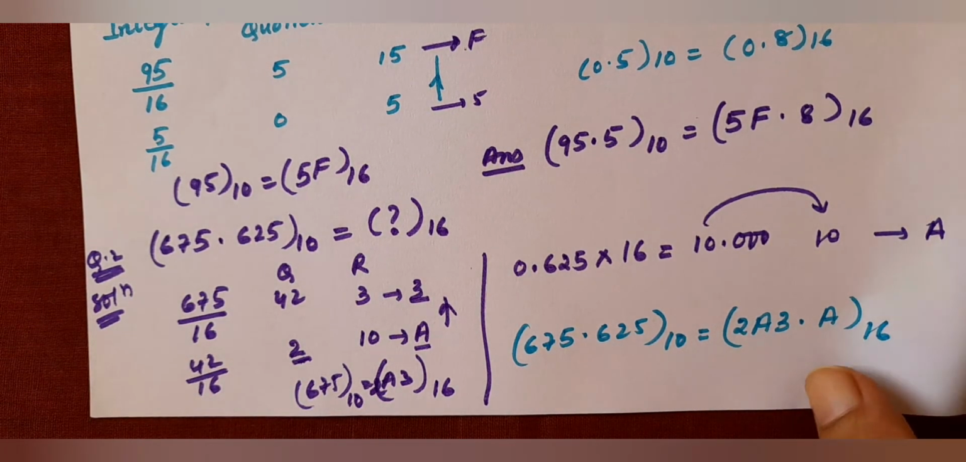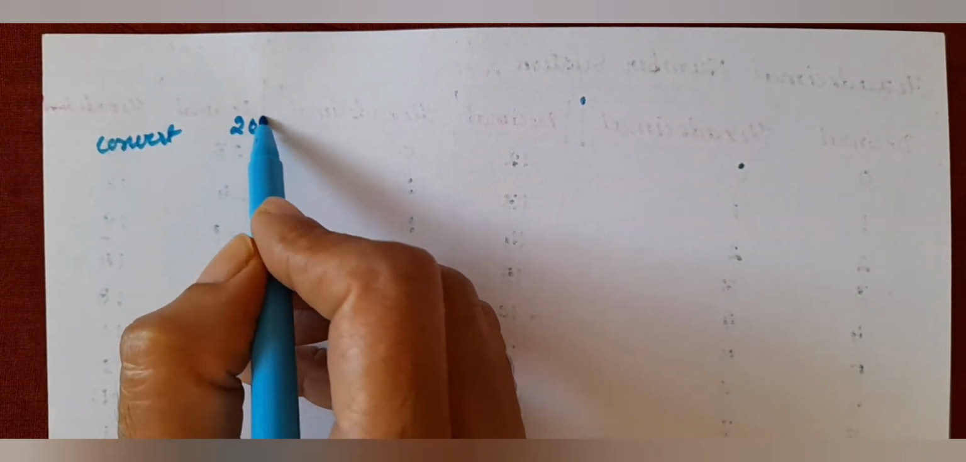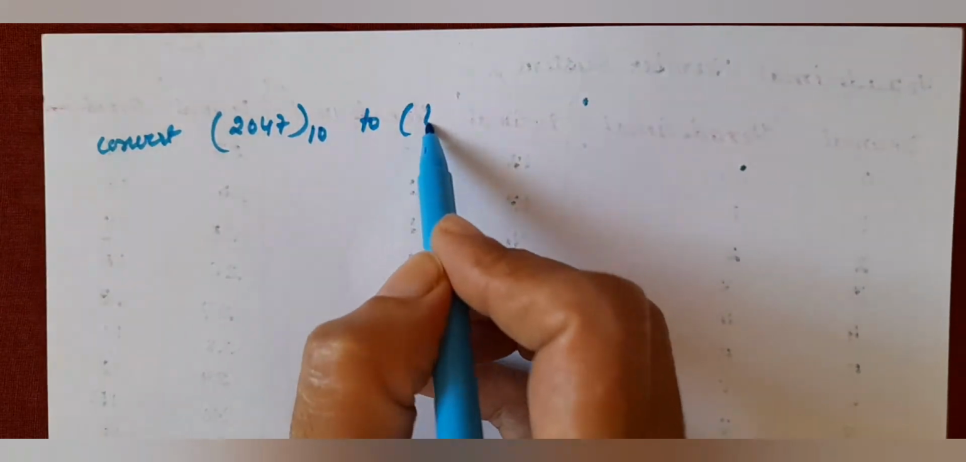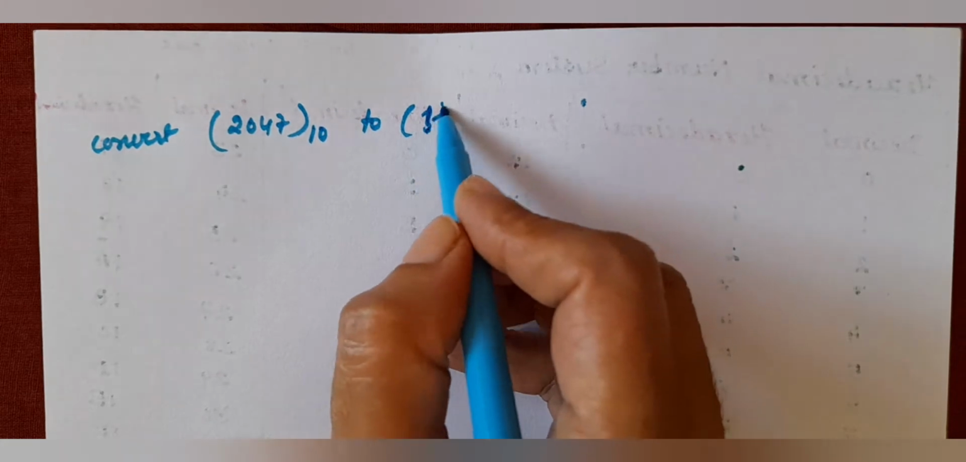Now let us see another problem. Convert 2047 decimal to hexadecimal.